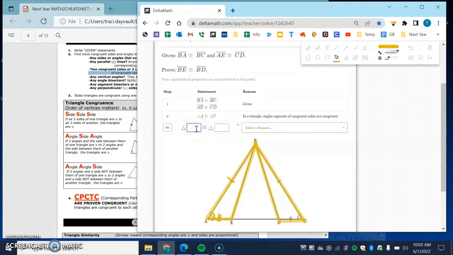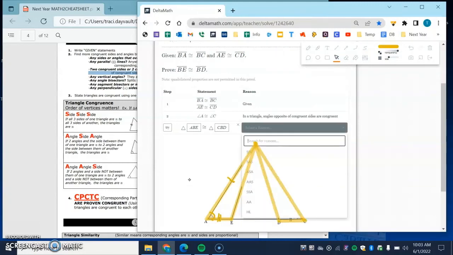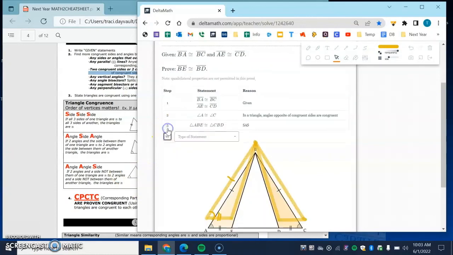I will type in that ABE is congruent to which triangle? CBD. Remember the order does matter since A corresponds with C. If A comes first, C would have to come next. And the reason for that, like we said, would be side, angle, side.